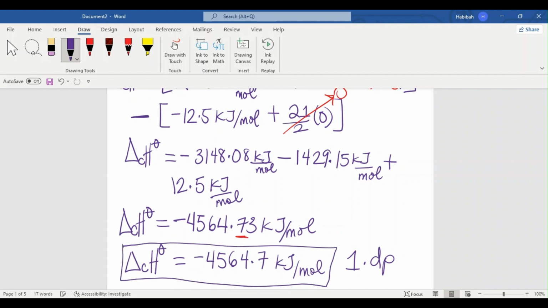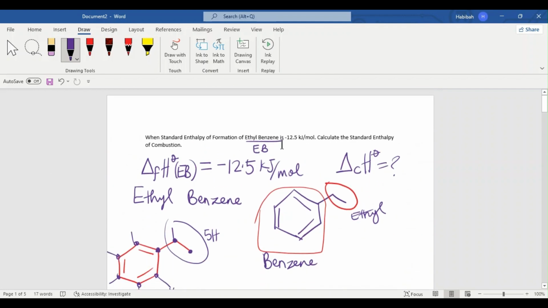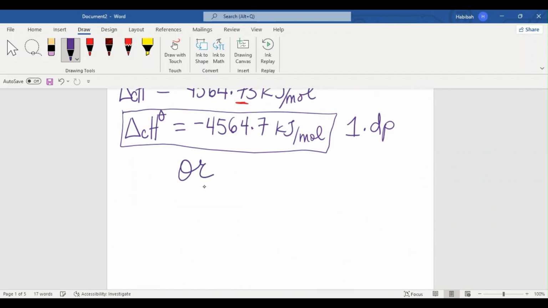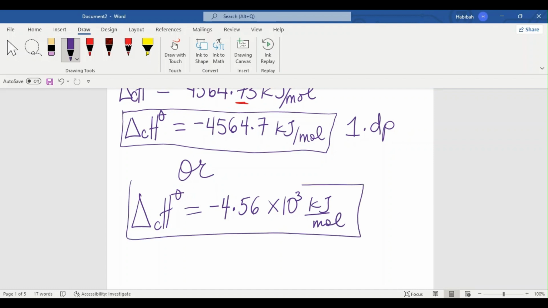Or you may be asked to solve this based on the fact that this is 12.5 kilojoule per mole in the question given to you, and that's 3 sig figs. Depending on what you're asked to do, the answer could be in 3 sig figs, or in decimal places, whatever you're asked to do. So in 3 sig figs, that would be negative 4.56 times 10 raised to the power of 3 kilojoule per mole. And this is basically the answer.